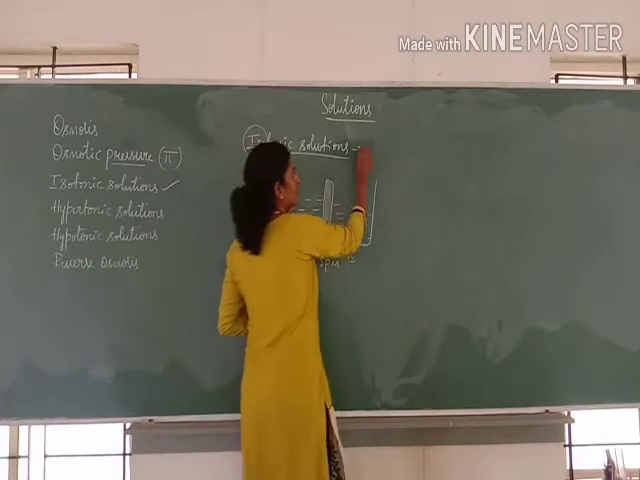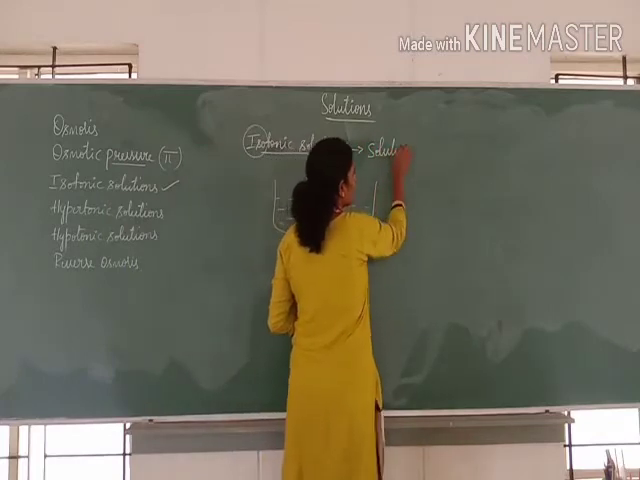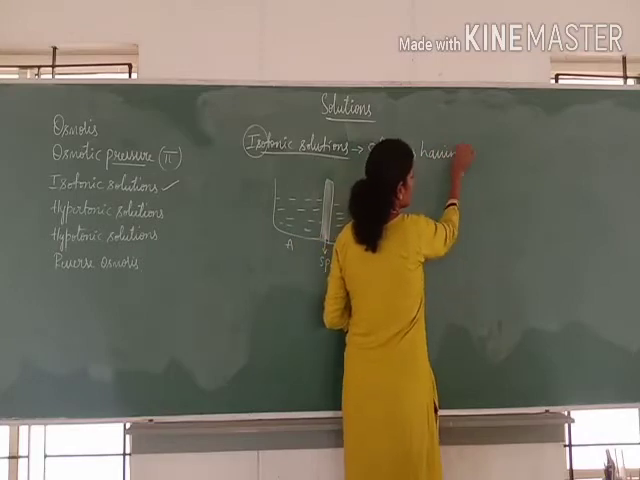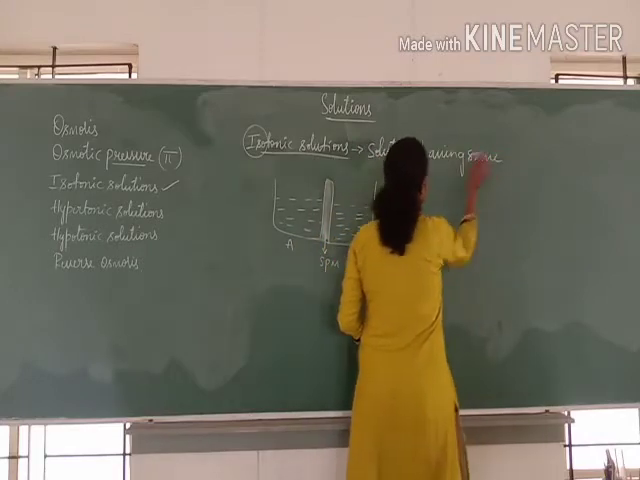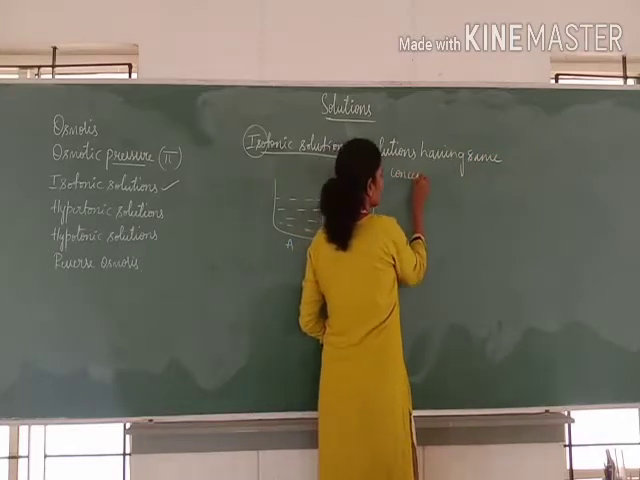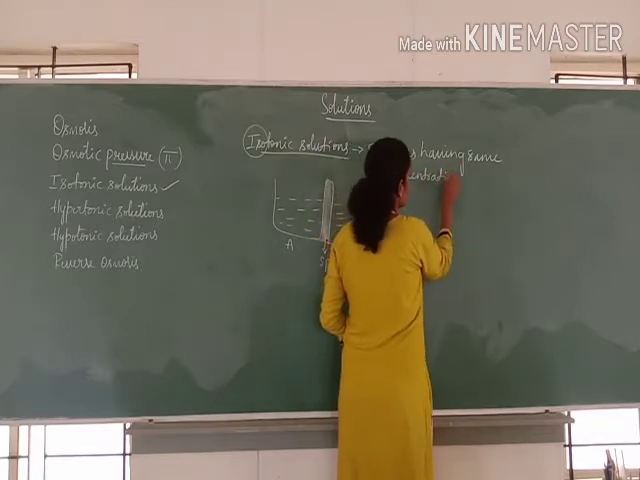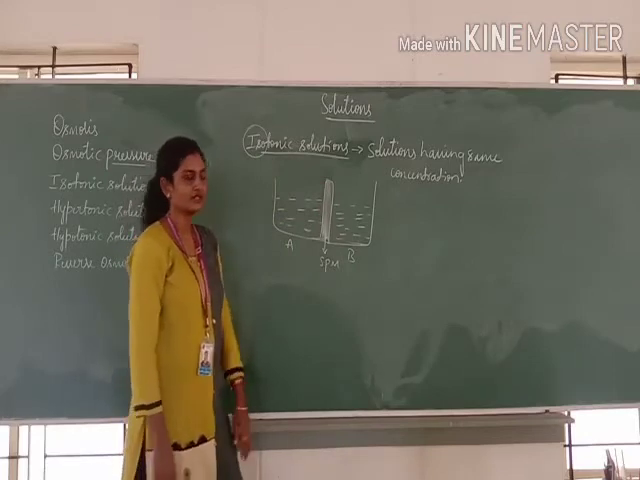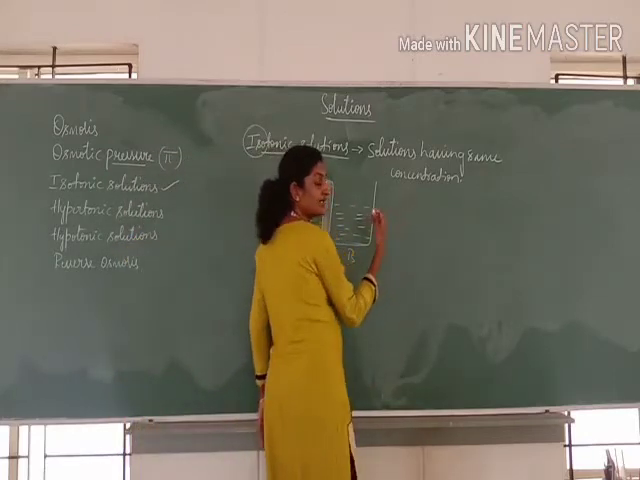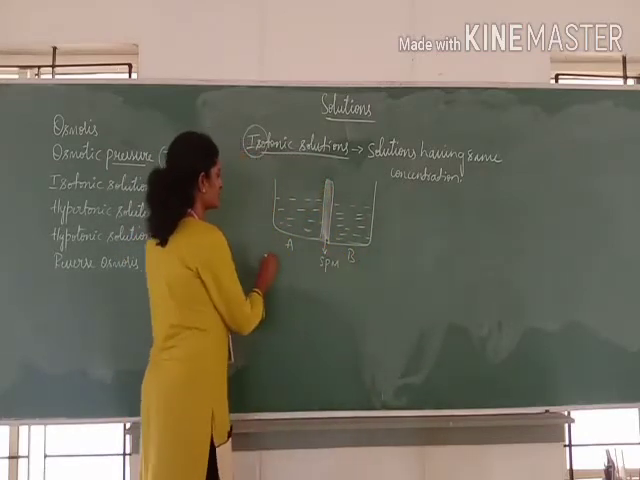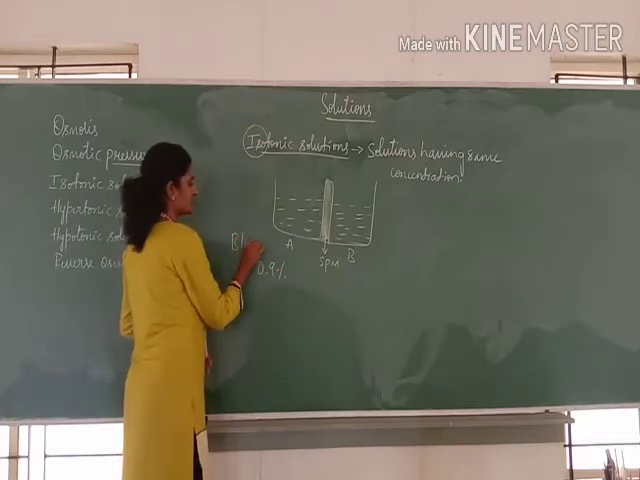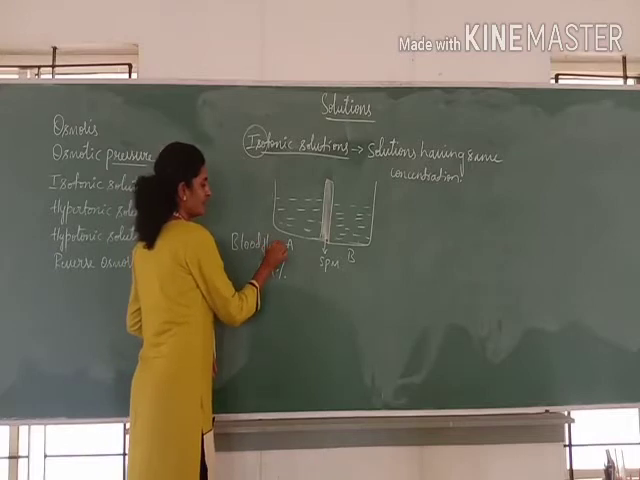Those types of solutions are called isotonic solutions. That is, two solutions having the same concentration are called isotonic solutions. For example, in our blood, the fluid concentration, that is the saline concentration in our blood fluid, is around 0.9%. So this is the saline concentration in blood fluid.